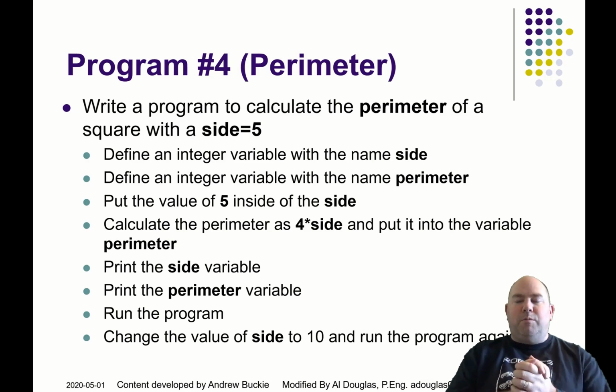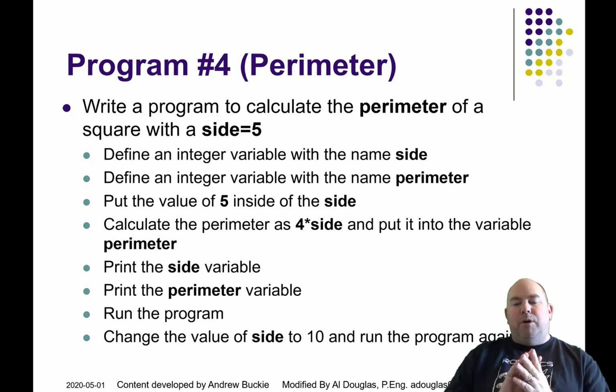All right, so the final program we're going to do: we're going to calculate the perimeter of a square. So we're going to do an integer variable that we're going to call side, and another integer variable we're going to call perimeter. We're going to put a value of 5 for the side. We're going to do some math. We're going to calculate perimeter is going to be equal to 4 times side.